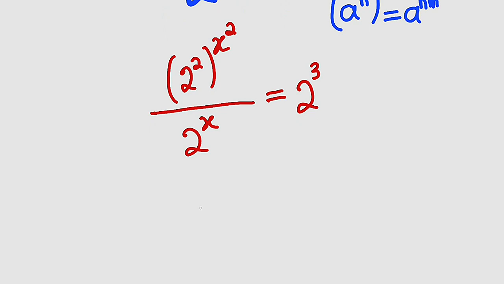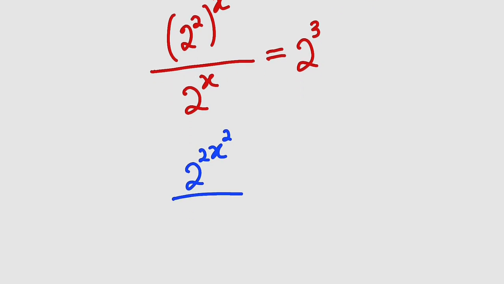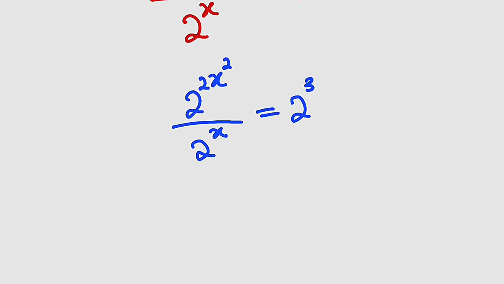Therefore, our equation becomes 2 to the power of 2x squared divided by 2 to the power of x. This is equal to 2 to the power of 3. Let me simplify the left hand side first. Because we have equal bases, we take a single base, which is 2. Then we subtract the exponents. We have 2x squared minus x. And the right hand side remains 2 to the power of 3.